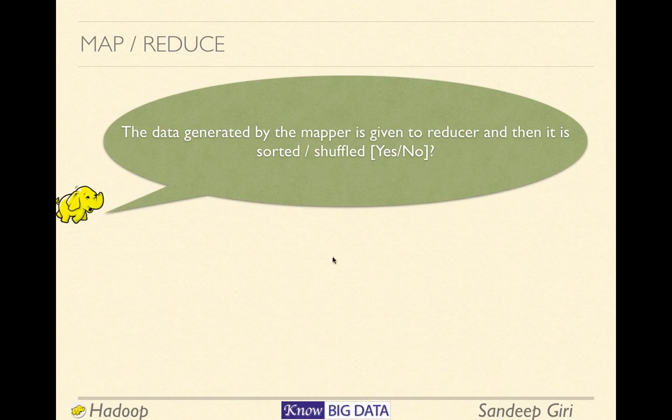A very quick question as a recap. The data generated by the mapper is given to the reducer and then it is sorted and shuffled. Yes, no, quick. Everybody should know this. The data generated by the mapper is given to the reducer and then it is sorted. Is it right or wrong? Karthik? Are you sure?